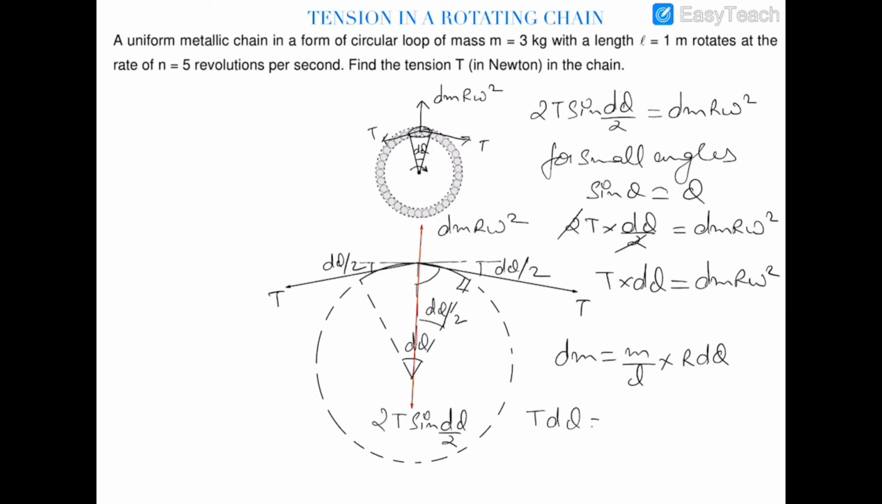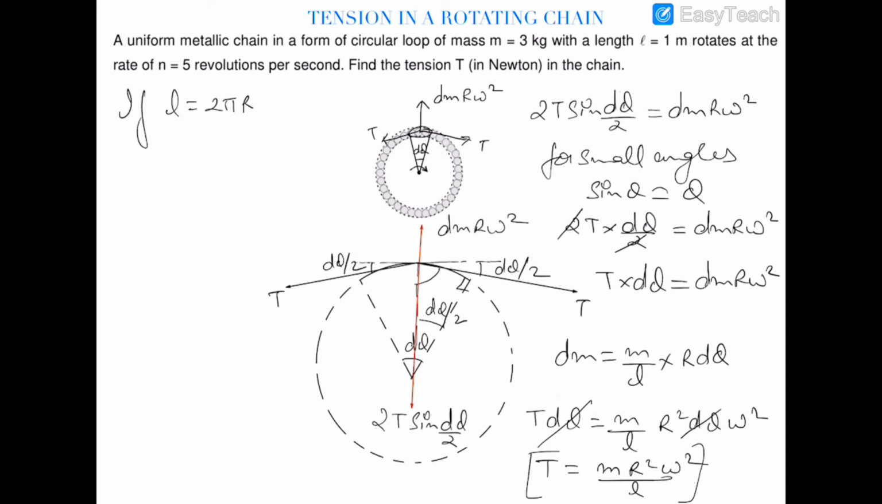And therefore T d theta will be equal to m by l into r square d theta into omega square. So cancelling this d theta, T will be equal to m r square omega square by l, and if l is equal to 2 pi r, as this chain is making a loop, then this tension will be equal to m into r omega square by 2 pi. So this will be the tension in the chain. You can remember this formula directly, and you can use it in the questions.